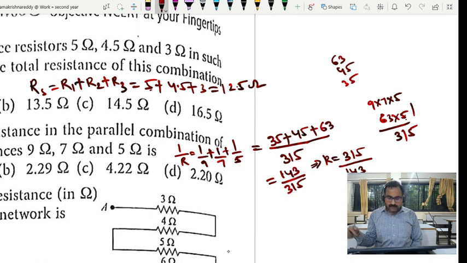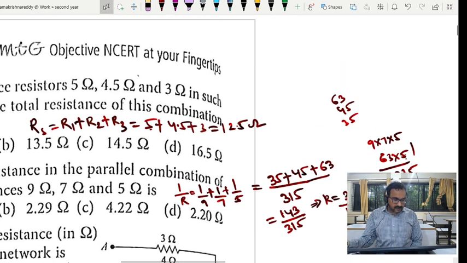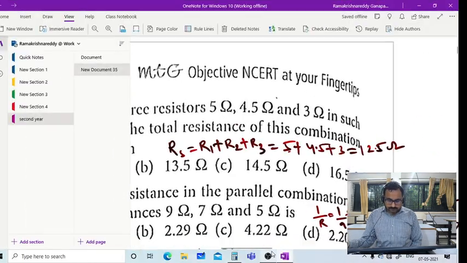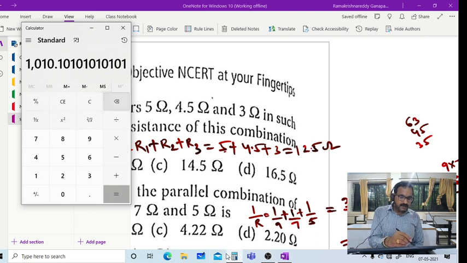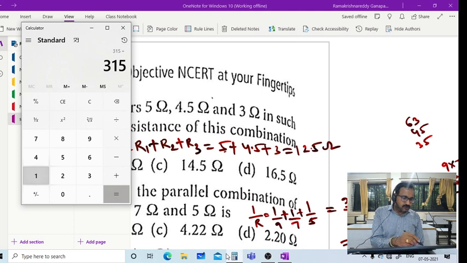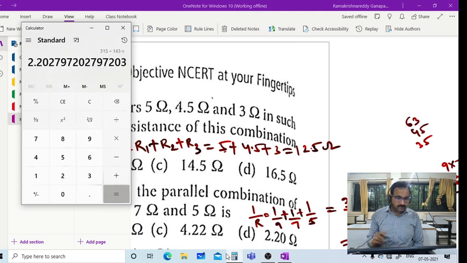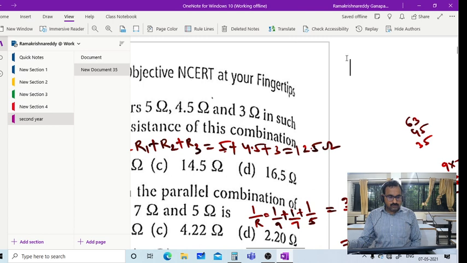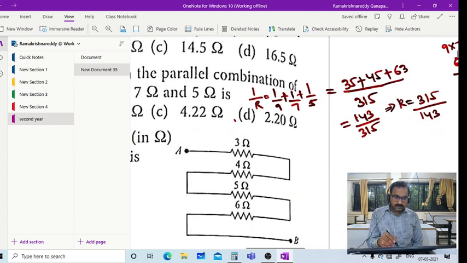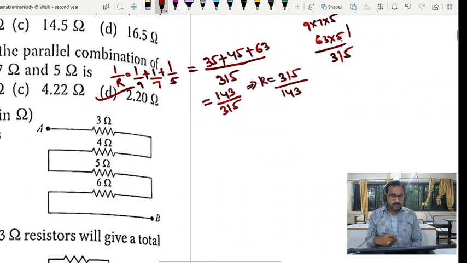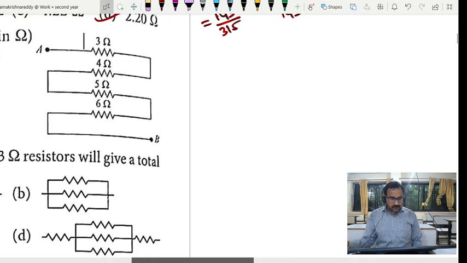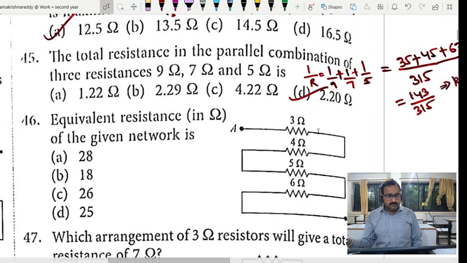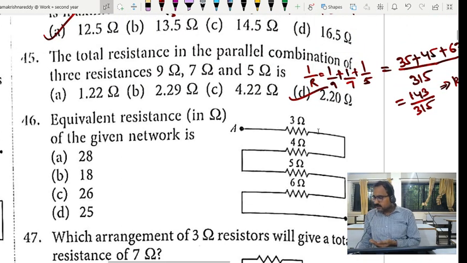So how much you are getting? That calculation, we can use the calculator for our convenience. So roughly you can calculate it, or don't use a calculator; if time is there at home, solve that one. That is 2.20 ohm, the fourth option you are getting there, by solving that case. That is question number 45. So what is the answer we are getting for the 45 question?